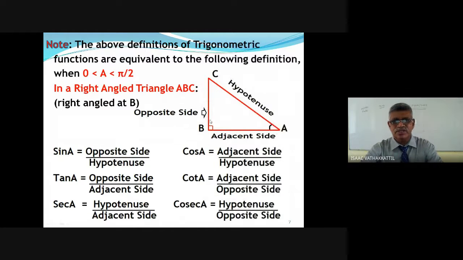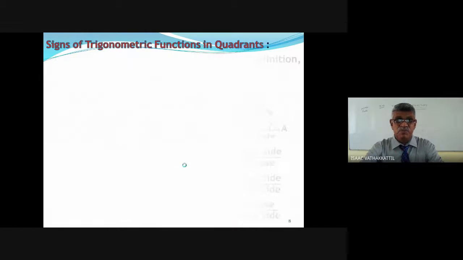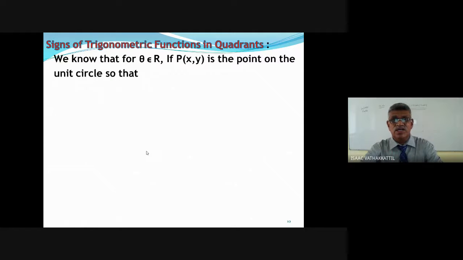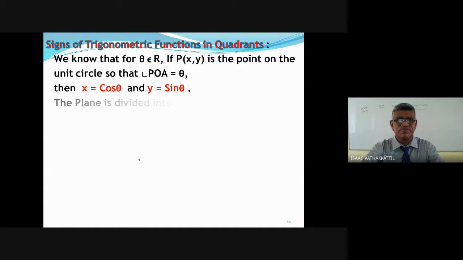And again, we have seen the same old definition when the angle A is in the first quadrant, or between 0 and pi by 2. Now we go for today's point, that is the signs of trigonometric functions in various quadrants. For any given theta, P(x, y) is the point on the unit circle so that angle POI is theta, then we define cos theta equal to x and sin theta equal to y. That is how we define.